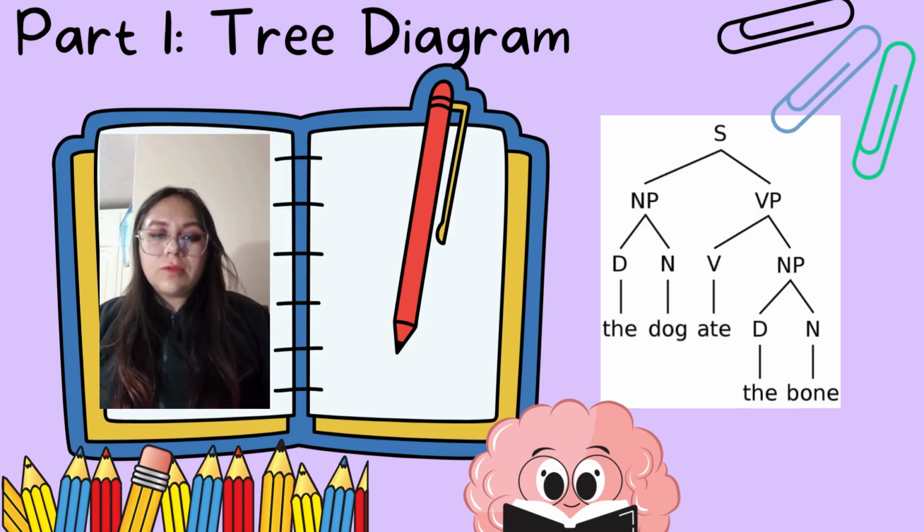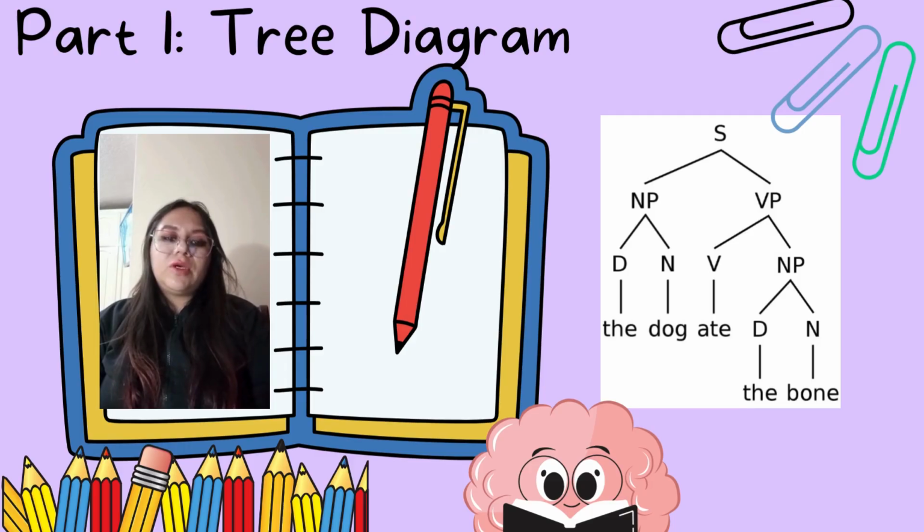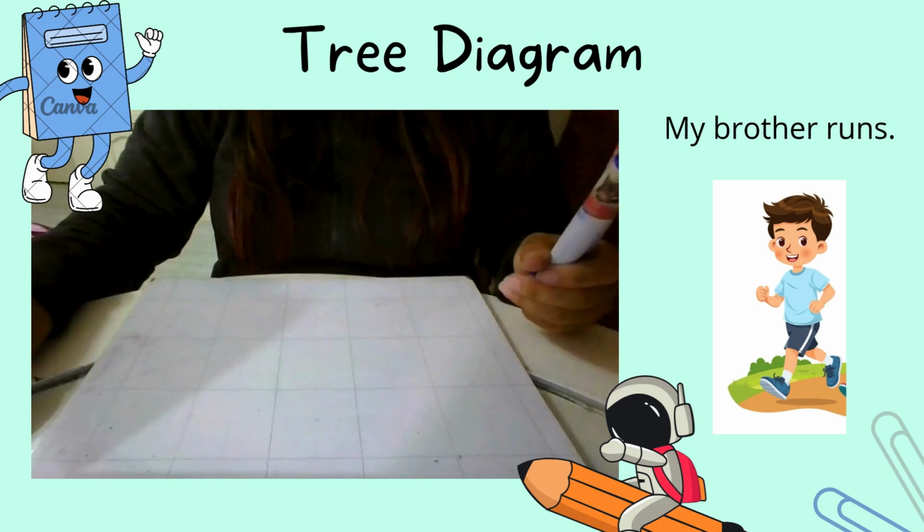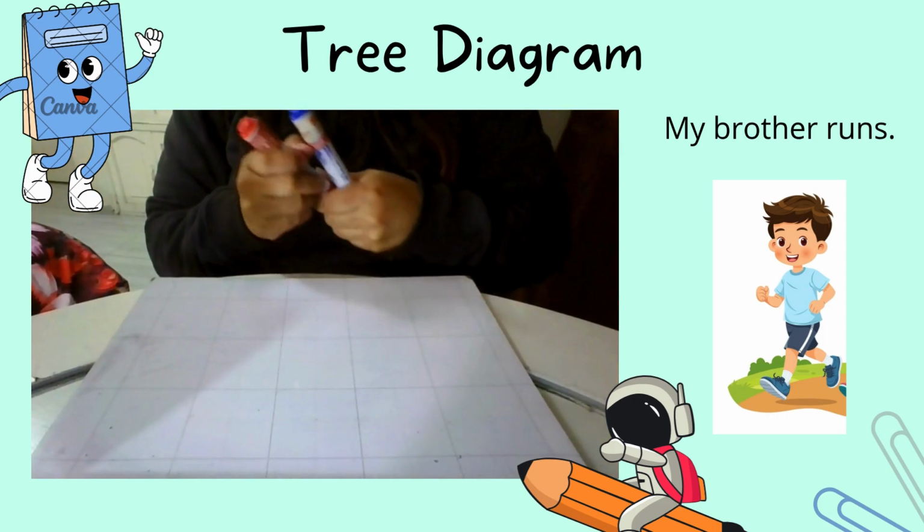and movement rules. Firstly, I will start with the definition of the tree diagrams. A tree diagram is a visual tool that shows how a sentence is organized, breaking it down into its parts, such as noun and verb phrases, which help us understand its syntactical structure. Let's start with a simple sentence.